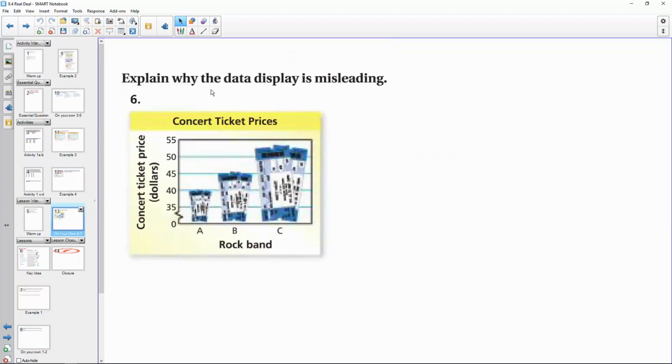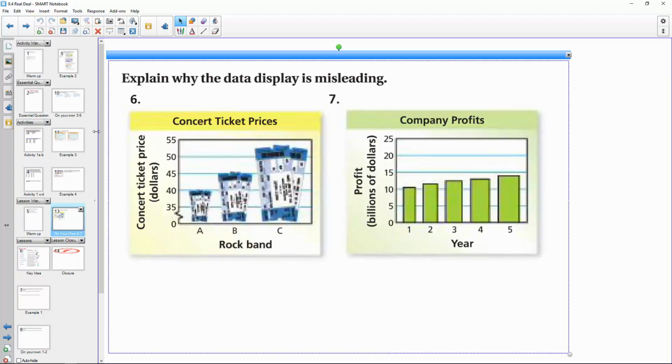All right, this one here, is this misleading for concert ticket prices? There's a few things. Number one, there's a break here. So it looks like this is a significant increase. It's only $5 or $15 in this case. So that's a little bit misleading because it looks a lot more than that. And the second thing is that these tickets are a lot wider, aren't they? They just look weird. So this is one that is not very good.